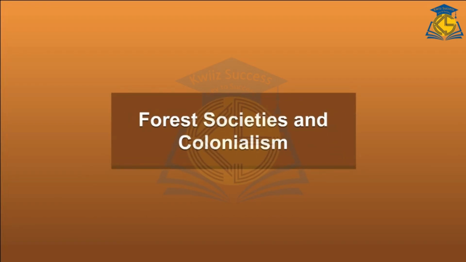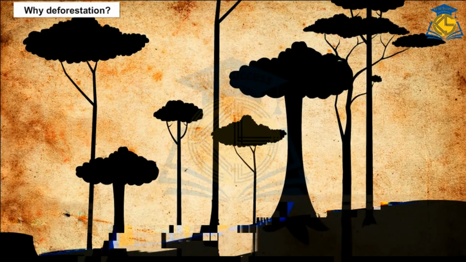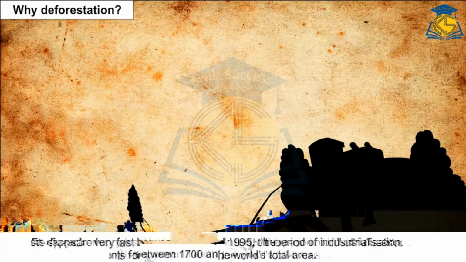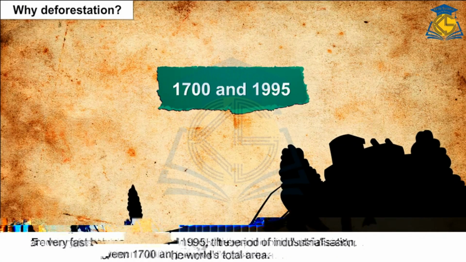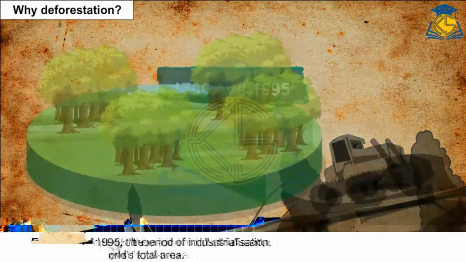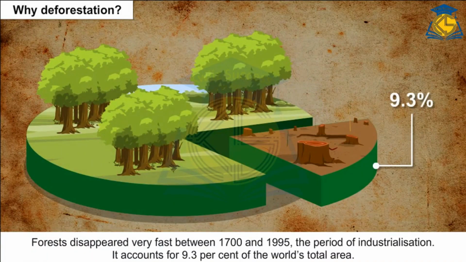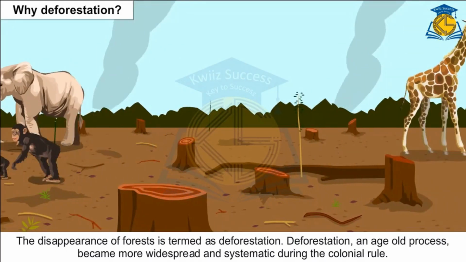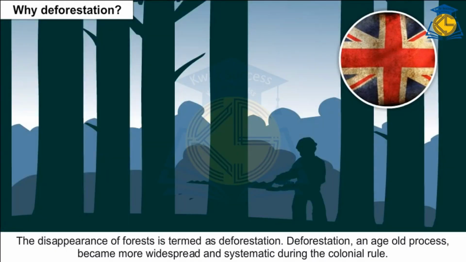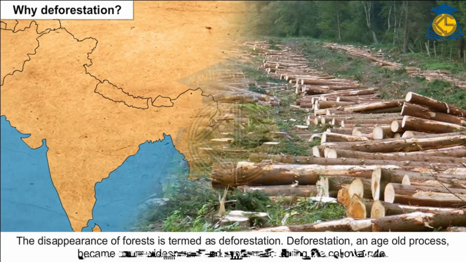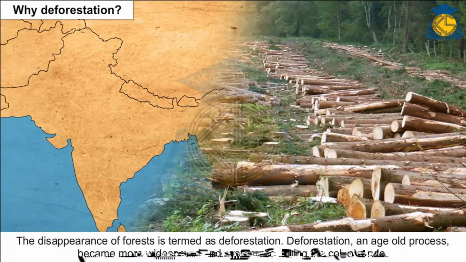Forest societies and colonialism. Why deforestation? Forests disappeared very fast between 1700 and 1995, the period of industrialization. It accounts for 9.3% of the world's total area. The disappearance of forests is termed as deforestation. Deforestation, an age-old process, became more widespread and systematic during the colonial rule.